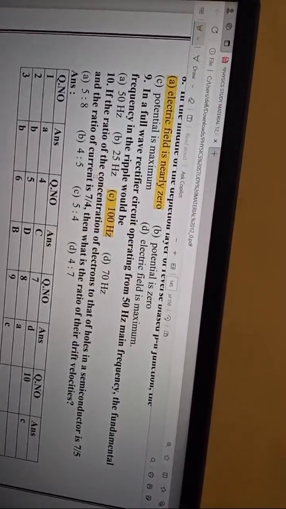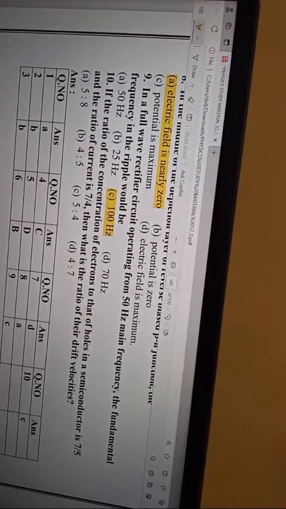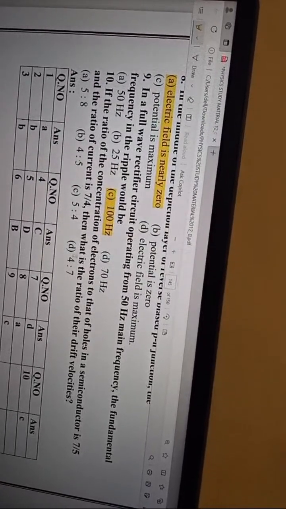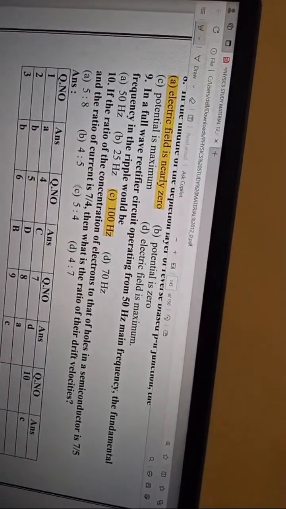If the ratio of the concentration of electrons to that of holes in a semiconductor is 7 by 5 and the ratio of current is 7 by 4, then what is the ratio of their drift velocities? And the answer is 5:4.